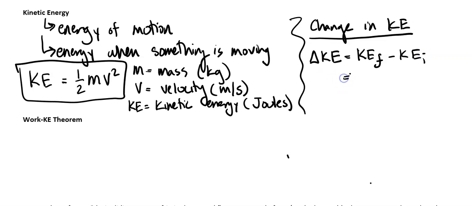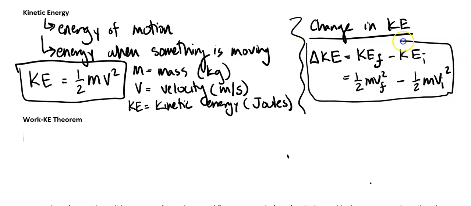Cool. Let's go ahead and add a little more detail because that might be handy sometimes. We know that KE final is 1/2 m vf squared, and KE initial is 1/2 m vi squared. I put the m there because mass oftentimes doesn't change. Mass will be usually pretty consistent when we solve problems. Oftentimes it'll be the velocity of something that will change. Cool. So this is going to be our equation for change in KE.